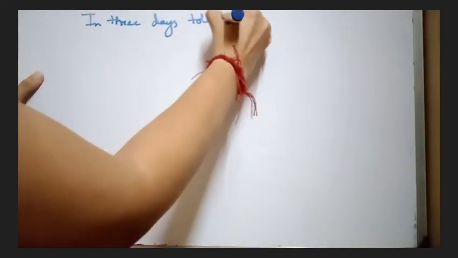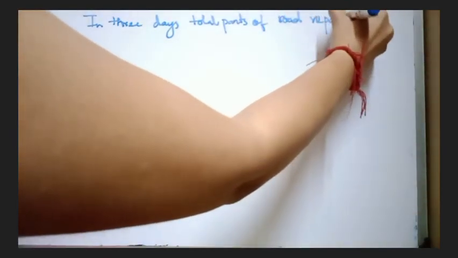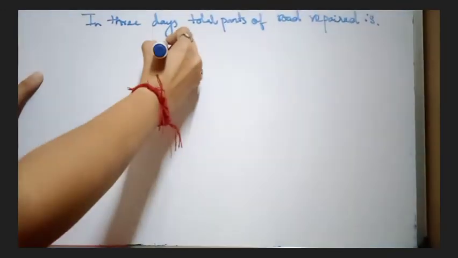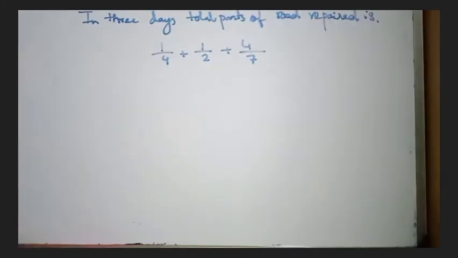Total means we have to find the sum of these fractions. Now the next question is how many parts are yet to be worked on, means how many parts are left. So first we will write: in 3 days, total parts of road repaired is, we have to add them. We will add these 3 fractions.